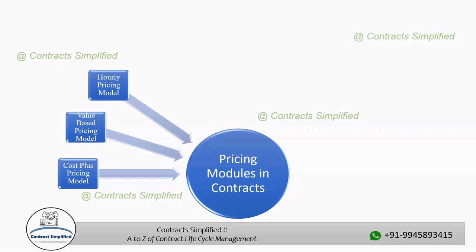Next one is the hourly pricing model. The hourly pricing model is a common method used by businesses to charge clients or customers for the services they provide. In this model, the price for a particular service is determined based on the number of hours it takes to complete that service. This approach is often used in industries such as consulting, legal services, freelancing, software development, and more. In an hourly pricing model, the hourly rate is the amount of money charged for each hour of work performed by the service provider.